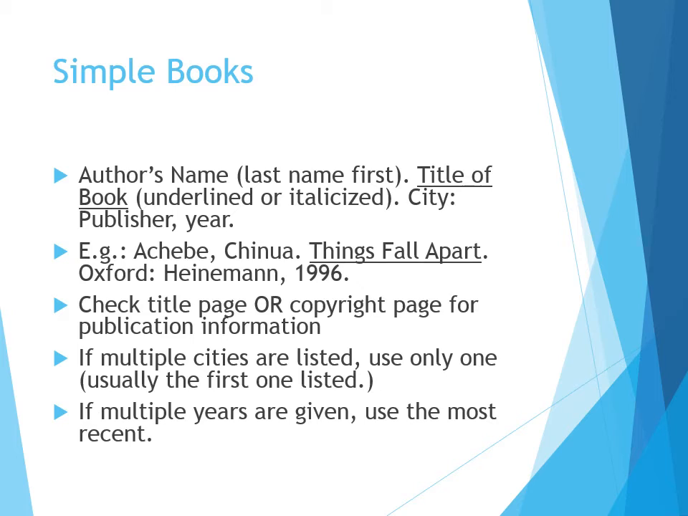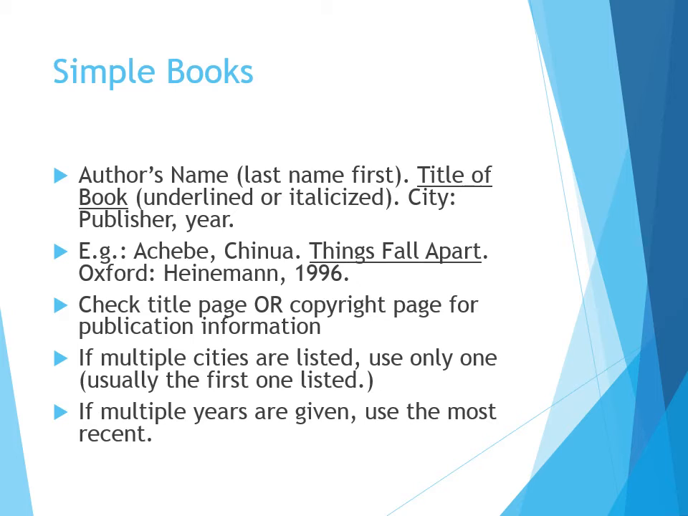In terms of citing simple books: author's name, last name first, title of book, underlined or italicized, and then city, publisher, year. And I've given an example of what that might look like. You can find this information on the title page of a book or the copyright page, and that tends to be where the publication information is included.